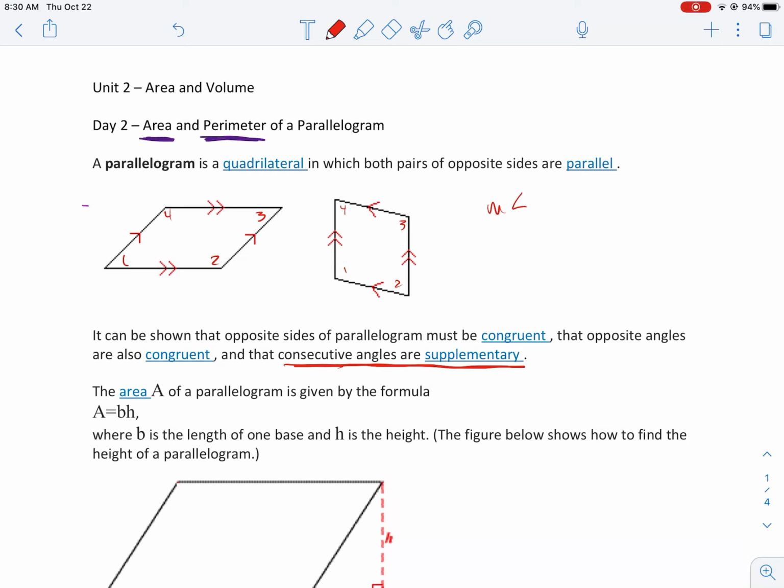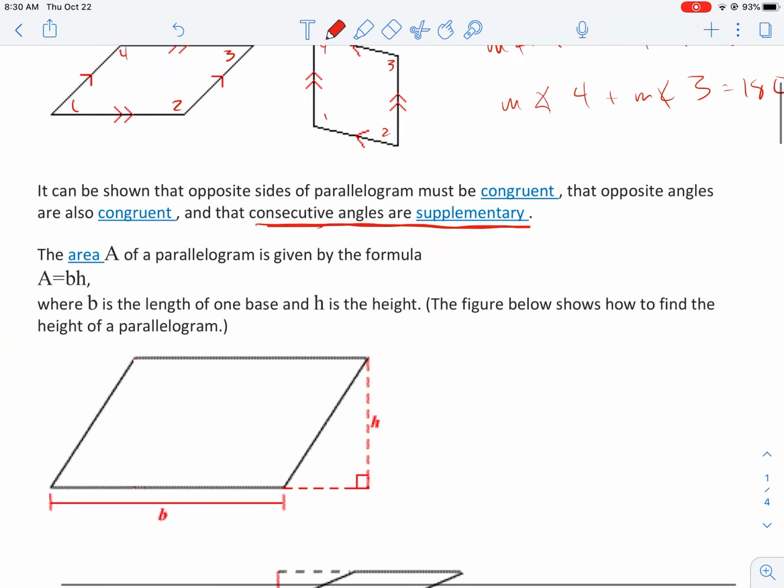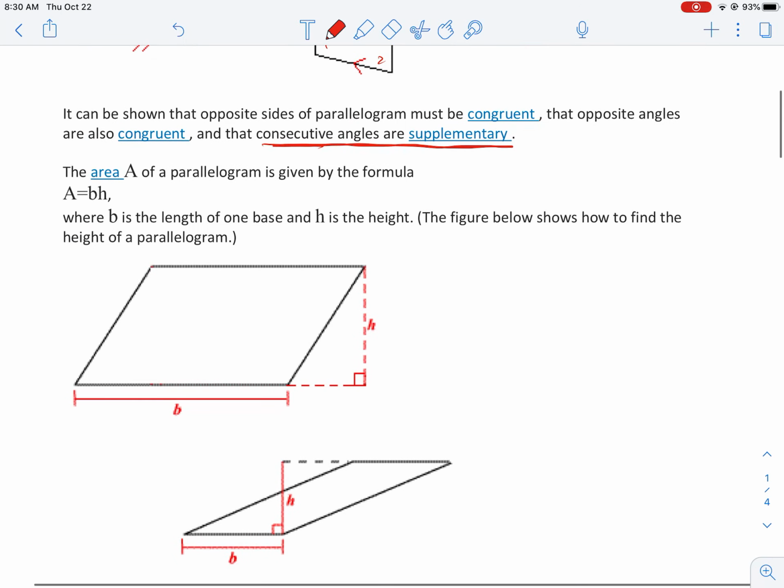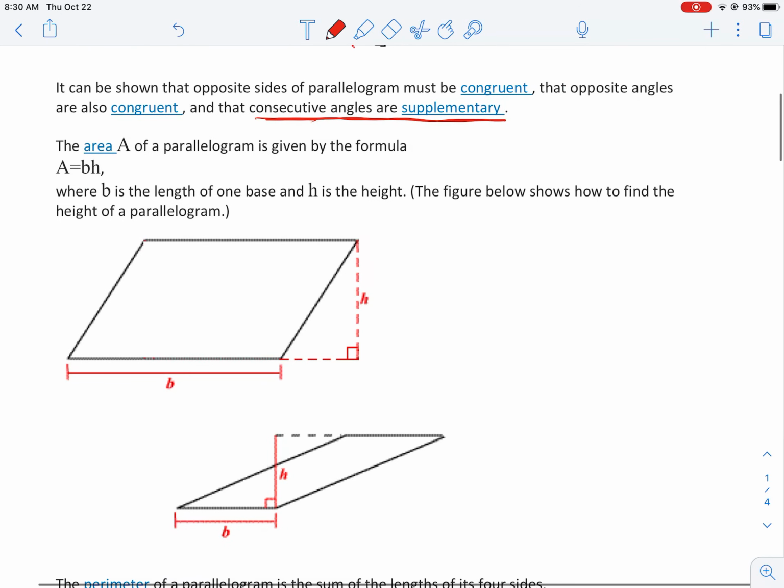So measure of angle 1 plus the measure of angle 4 will equal 180. The measure of angle 4 plus the measure of angle 3 will equal 180, and so on and so forth. So let's talk about the area, because we're not going to be so focused on angle measures, but that will reappear when we talk about parallelograms again, when we have to prove something's a parallelogram. So just keep that in mind about consecutive angles being supplementary. But we're focused on the area of the parallelogram. So let's talk about how to find the area.